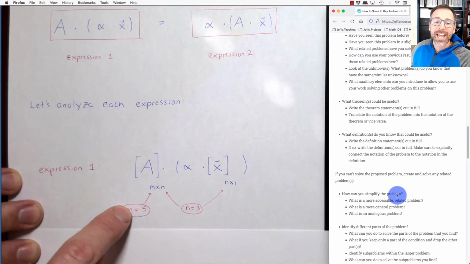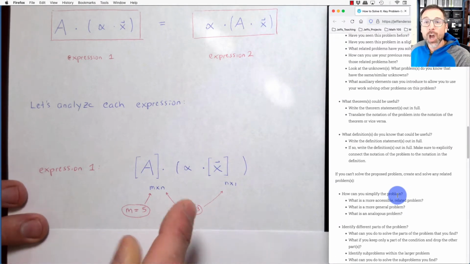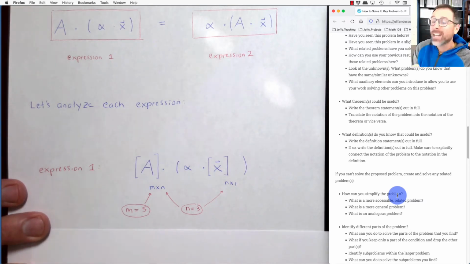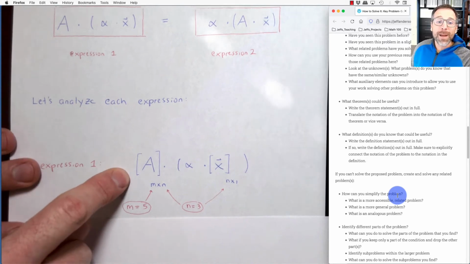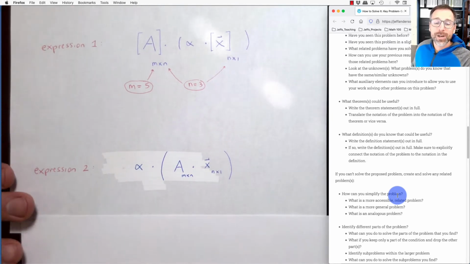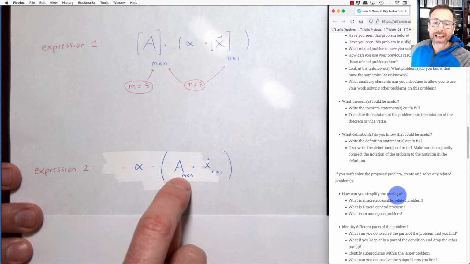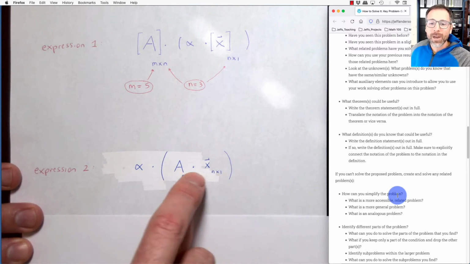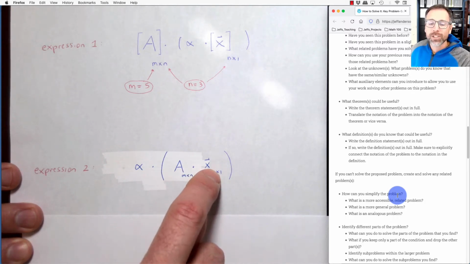So in this case, we'll say that m is 5 and n is 3. One of the major questions is, how can I get a big enough problem to be interesting, but small enough to be manageable? Now that we've thought about what expression 1 looks like, let's analyze expression 2. Notice in this situation, I have an m by n matrix and an n by 1 vector. So that's matrix column vector multiplication.